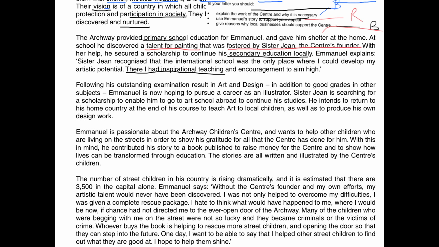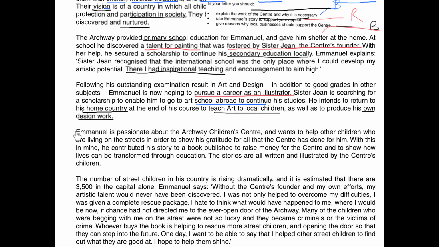So I've got more reasons for businesses to support. They're going to pay for travel to the home country. Why should they do that? Because it's going to benefit local children there. And it's also going to continue to educate him. So I've got lots of reasons there. And then we have some great things about his own story. So after the development of art, he's going to pursue a career as an illustrator. And finally, in that paragraph, part of the job of the centre seems to be to find opportunities abroad, so I'm going to underline that.